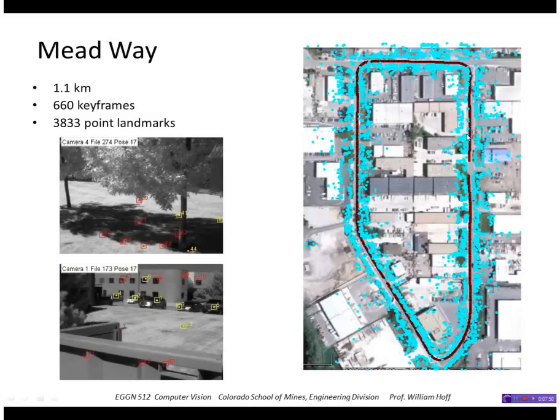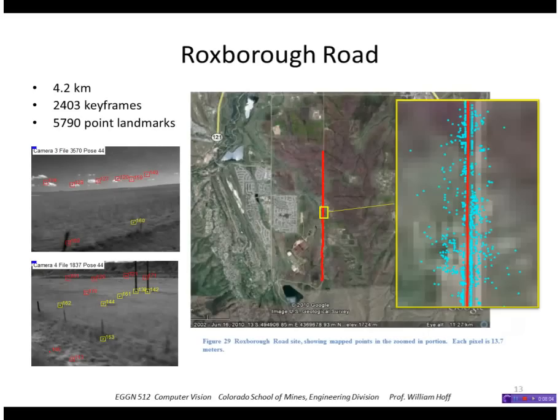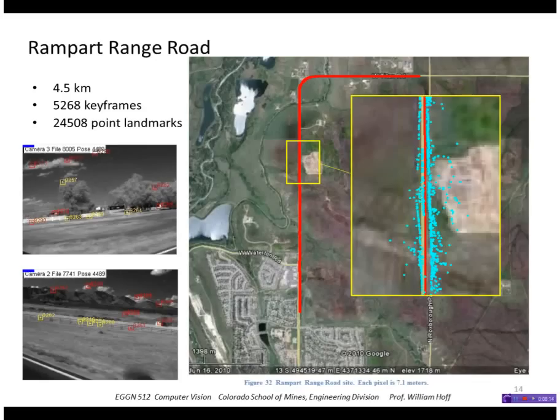Just to summarize some of the runs over quite long distances, this one was done over 1.1 kilometers and has 3,800 points that were archived. This one is done in more of an open field. This is the video I showed earlier, 4.2 kilometers, 5,700 points. And this one, 4.5 kilometers, 24,000 landmarks.